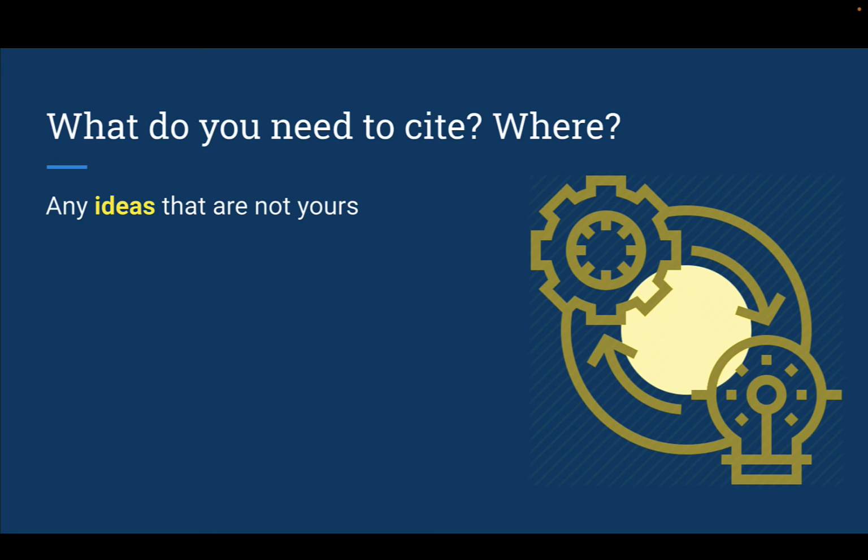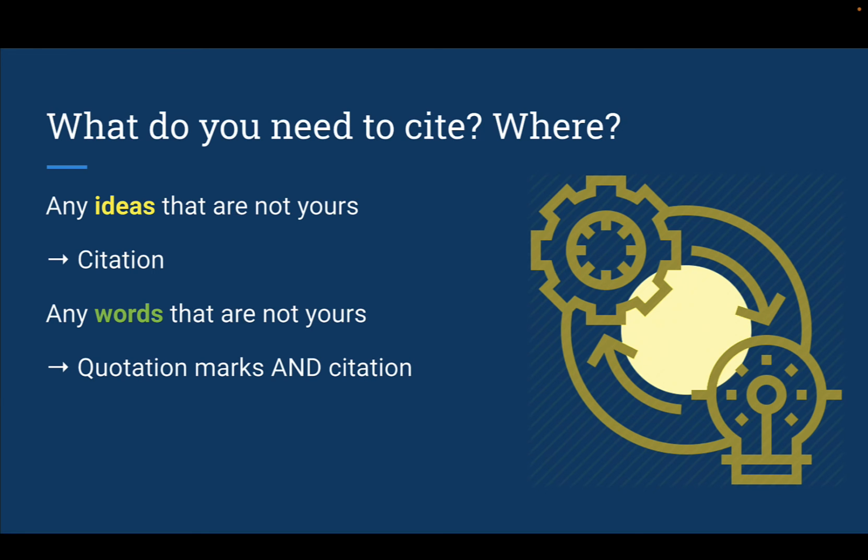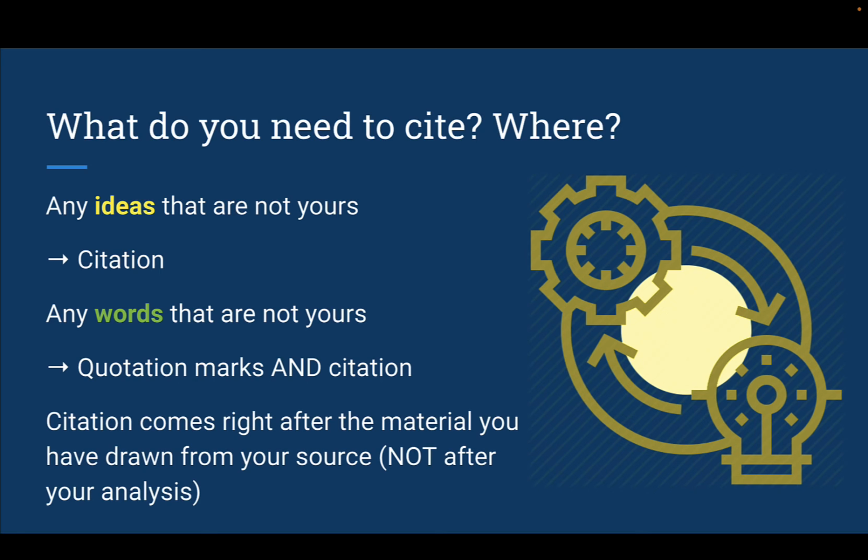Okay, so what do you need to cite and where? You need to cite any ideas that are not yours. Any information that did not come out of your own brain, you need to say where it did come from with a citation. If you have words that you have taken that are not yours, you do something additional. You put quotation marks around those words, and that says, hey, these words are not my own, and then you cite where those words did come from.